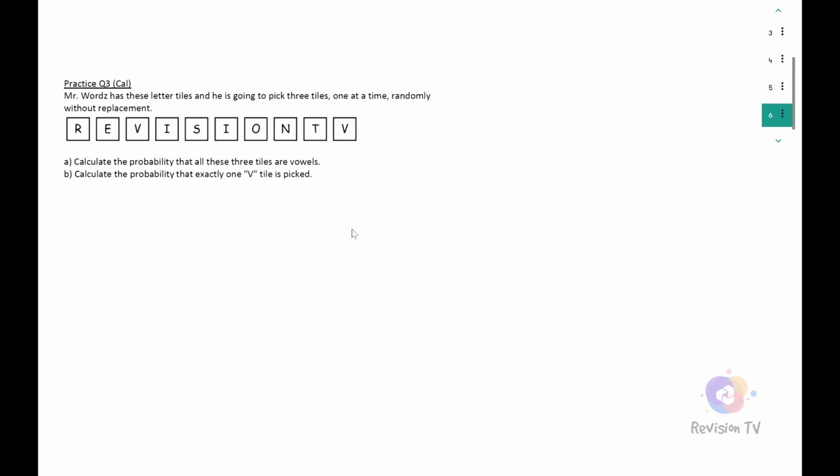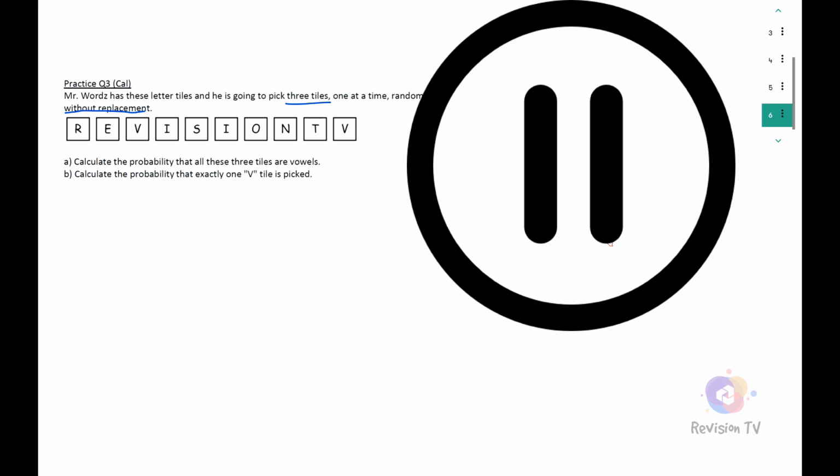The last practice question, this time again with a calculator, another very common type of question you might see in the exam. So Mr. Words, with a Z, has these letter tiles and he's going to pick 3 tiles, one at a time, randomly, without replacement. Calculate the probability that all these 3 tiles are vowels and the probability that exactly 1 V tile is picked. Have a go at the question. When you're ready for the answer, you can press play.